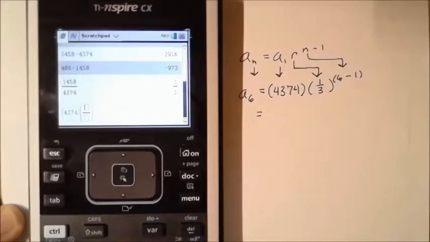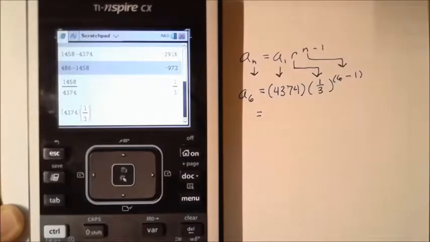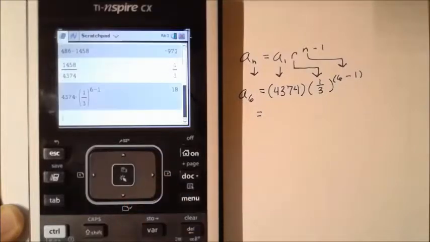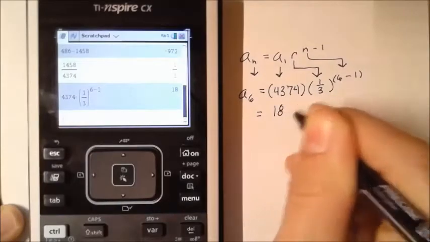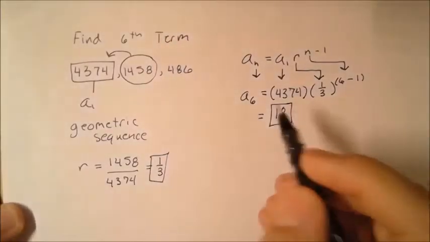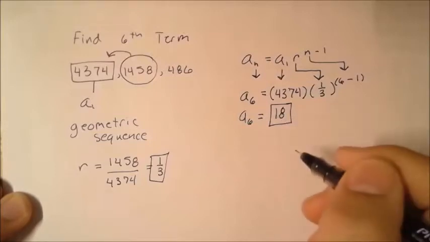So I'm going to put 1/3, and then it's to the power of 6 minus 1. So I hit my caret key, 6 minus 1, and I'm going to hit enter. And it tells me that value would be 18. Really simple way to solve something that would be tedious and take you a while to be multiplying out. So a sub 6 is equal to 18. That's going to be my sixth term.